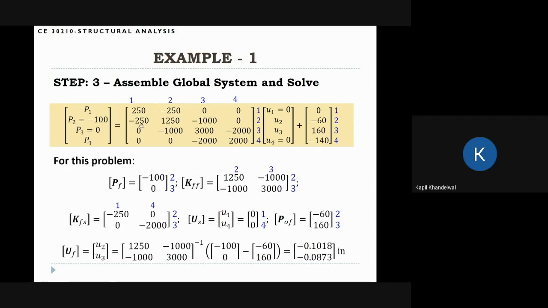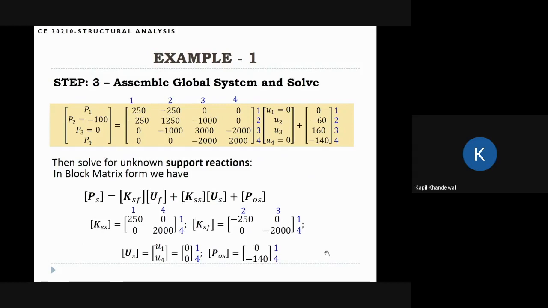So PF is P2 and P3. KFF is the entries that come from 2 and 3. So this is this block here that is coming from 2 and 3, 2 and 3 block here. And KFS is this block, US is 0, 0, P0F is minus 60, 160, and so on and so forth. So this is the calculation of UF, and we can calculate UF and get the solutions here. This is U2 and U3. This is our solution, the unknown displacements.